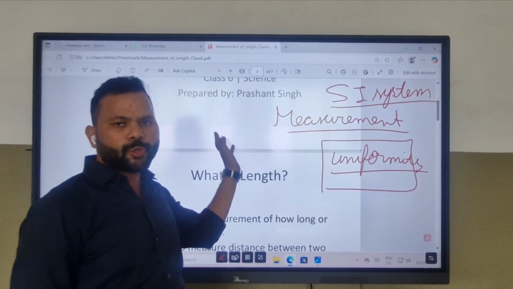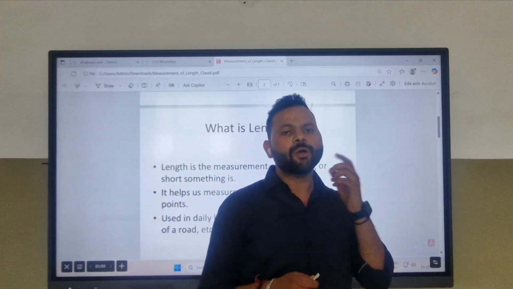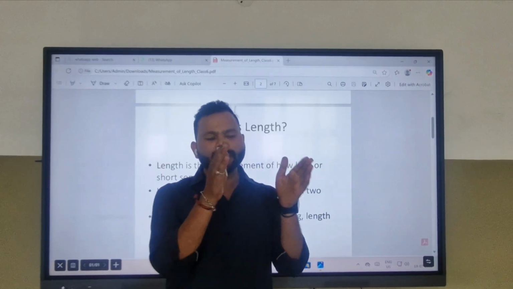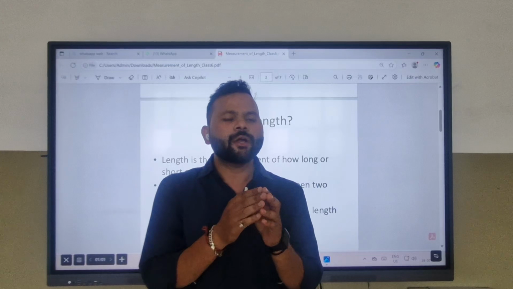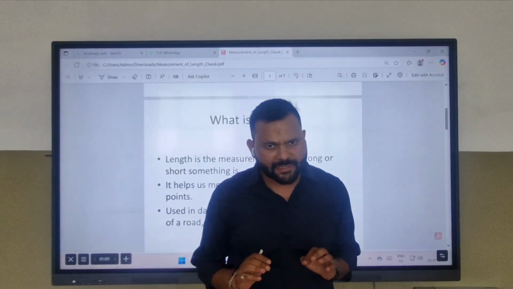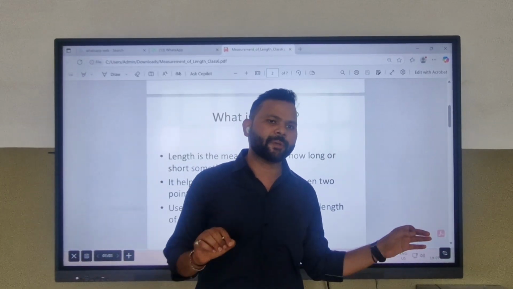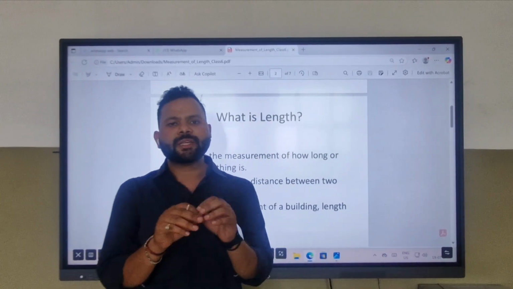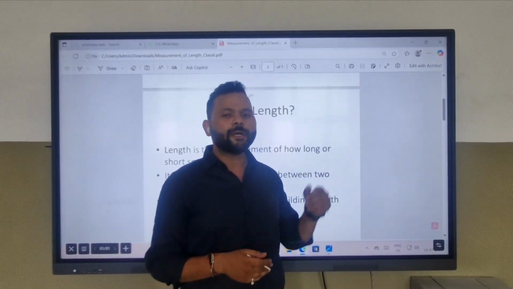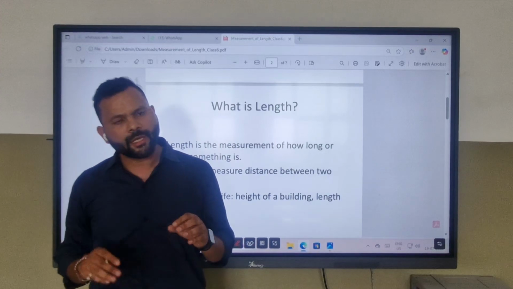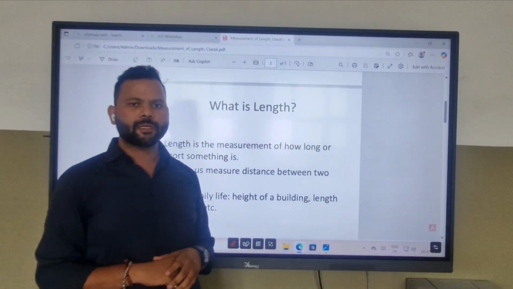Now from here we will come to our topic, length. We have just discussed measurement. Measurement is just comparing a known quantity with an unknown quantity, so we get to know the length of whatever we want to measure. And we learned the need of measurement: there should be uniformity in comparing things. That's why the scientists introduced the SI system of units, in which an object has to be measured in that particular unit only.